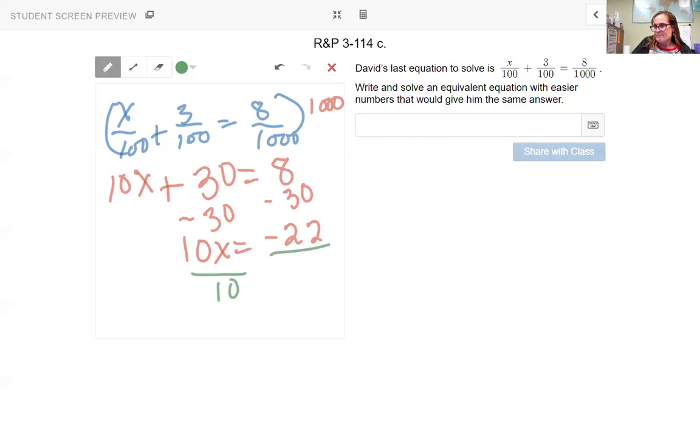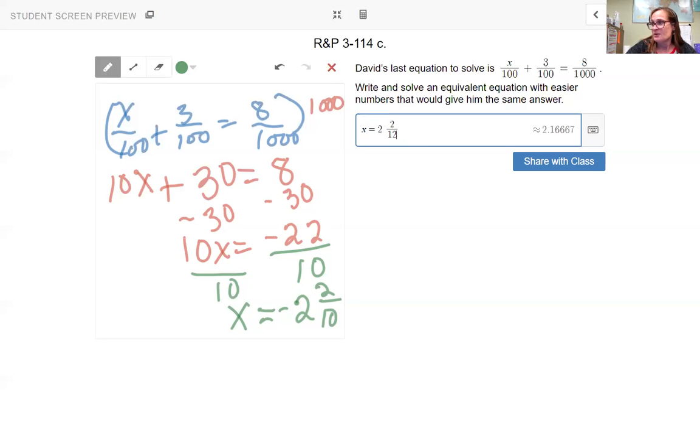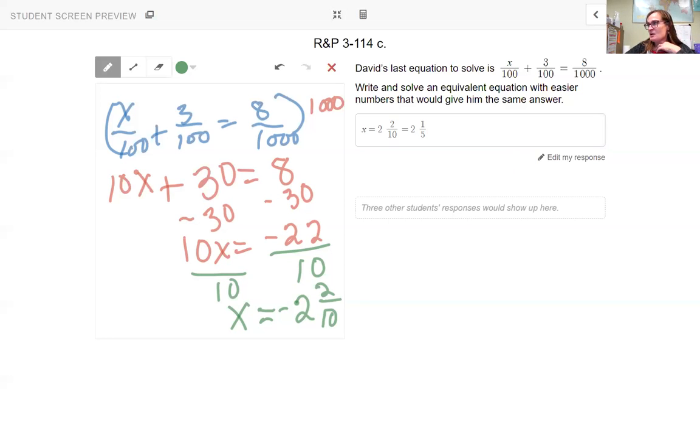And we have x equals negative 2 and 2/10. Okay, that's the answer we put right here. X equals negative 2 and 2 over 10. You can also say that that equals negative 2 and 1 over 5.